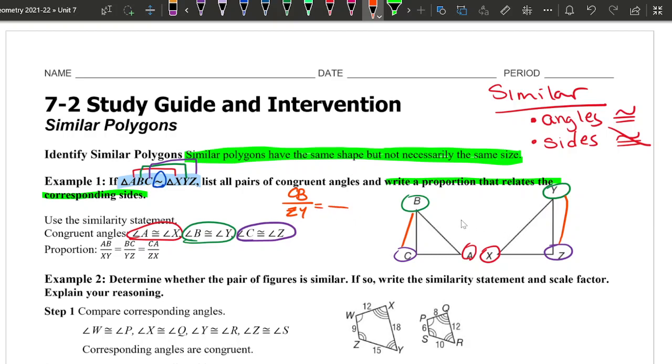And then the next one, it doesn't matter which one I pick. I could go green to red, as long as I go green to red in the other one. So BA and YX. And then the last one, I'm going to go red to purple. So I need to go red to purple. And so AC and XZ.